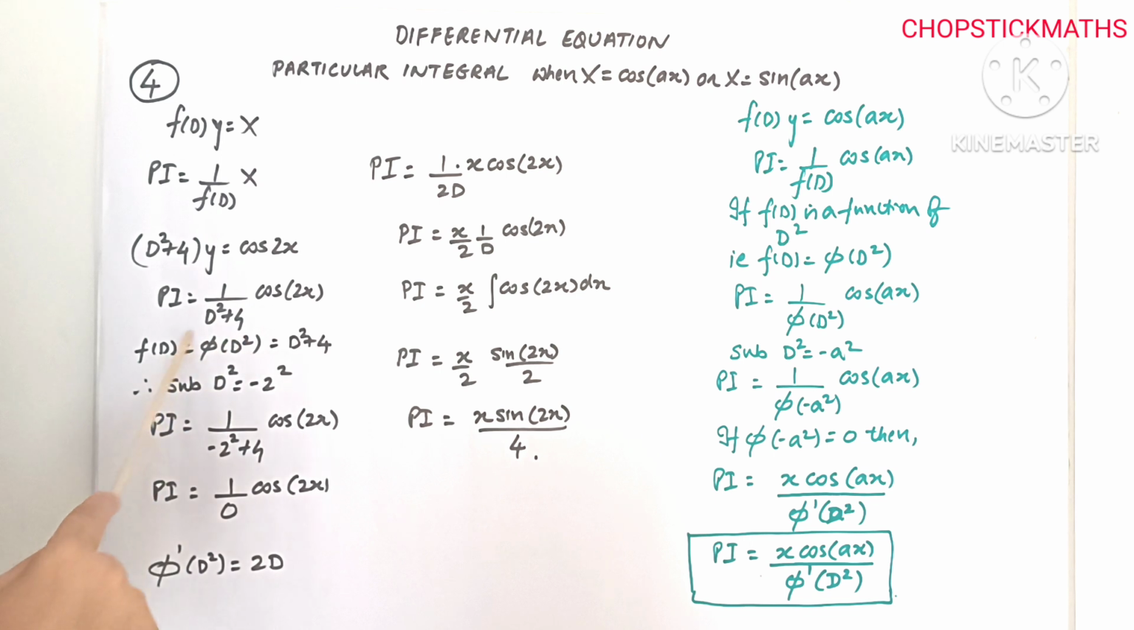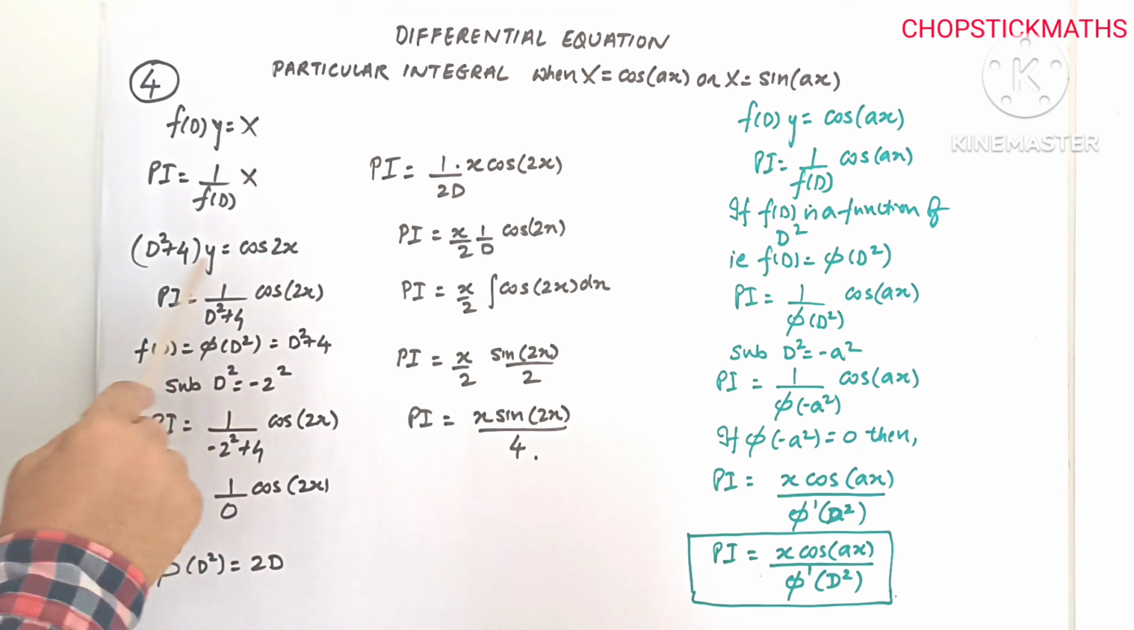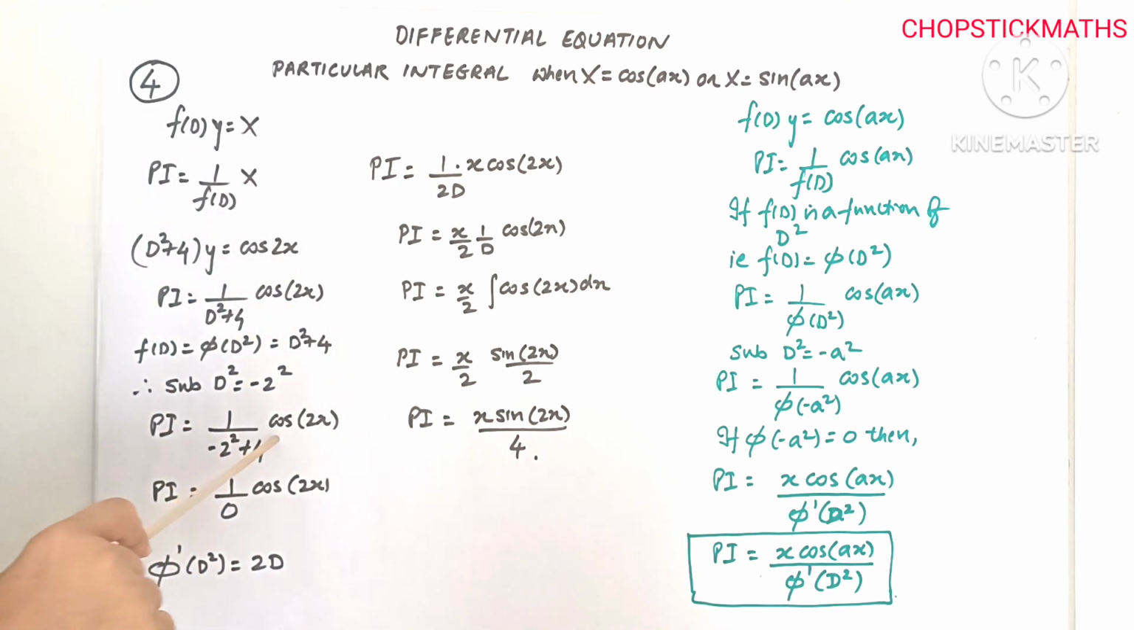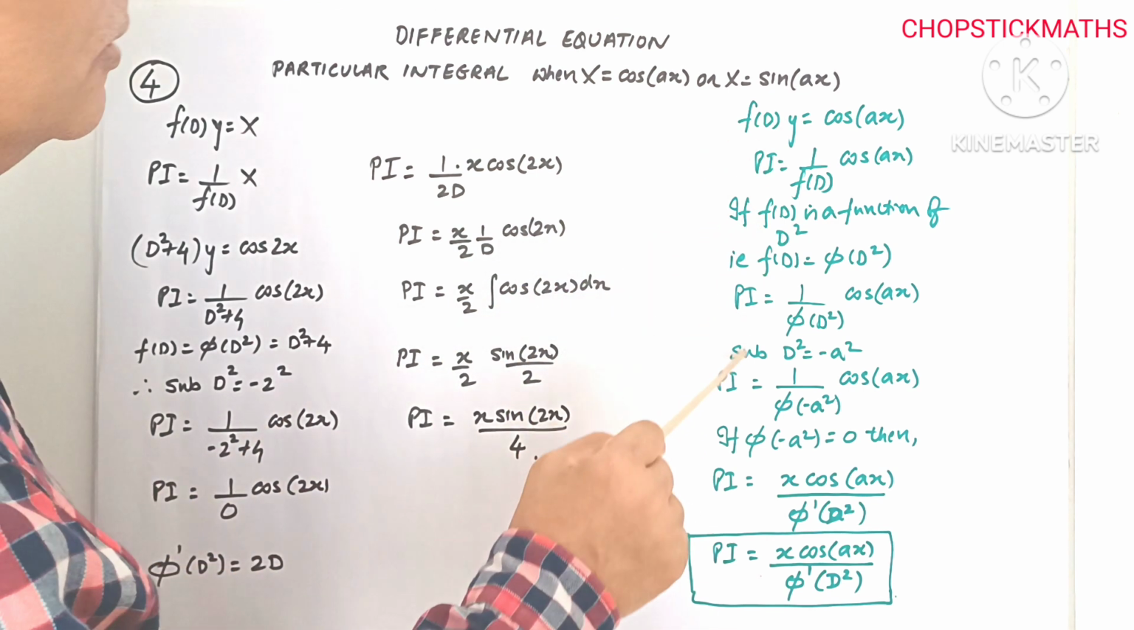Now, here f(D) is a function of D², that is f(D) is φ(D²), which is equal to D² + 4. So, here you will have to substitute D² as −2². So, PI would be equal to 1/(−2² + 4) into cos 2x. That is, −2² + 4 is equal to 0. So, PI is 1/0 into cos 2x. Now, as the denominator has become 0, we cannot apply this particular property. So, now we will consider using another property.